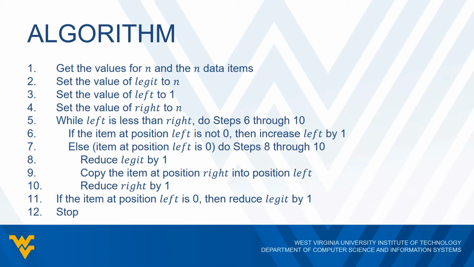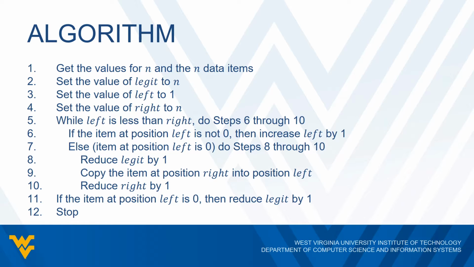So here is the complete algorithm. We still need to get the values of n, the list of items, legit, and then left. All those are the same as before. We now have a value called right, and we're going to initialize it to n.